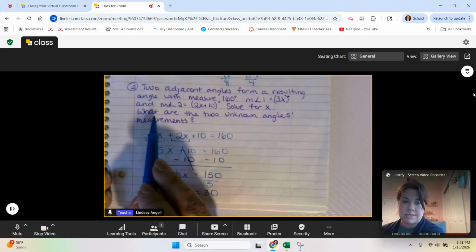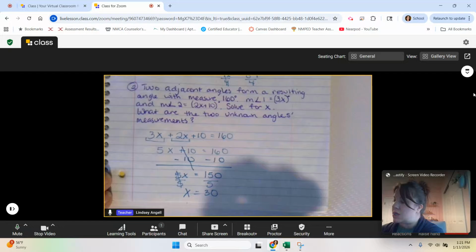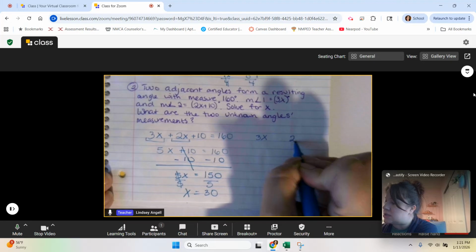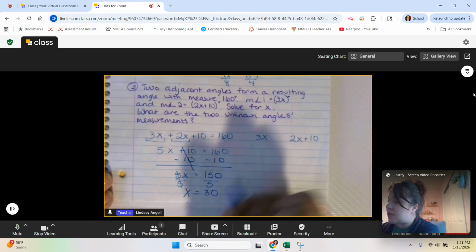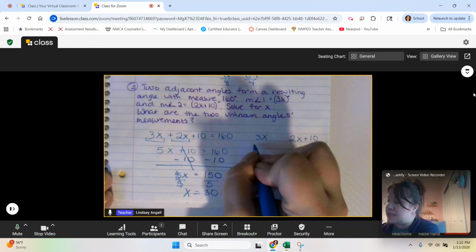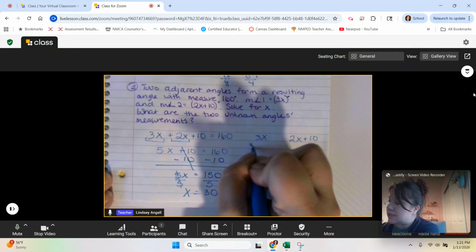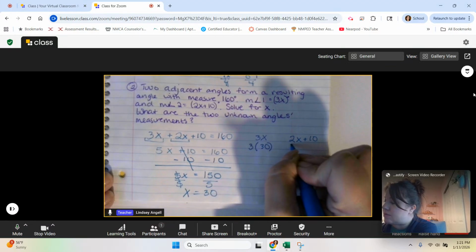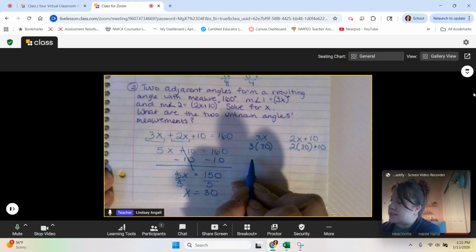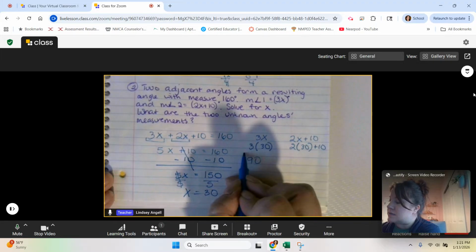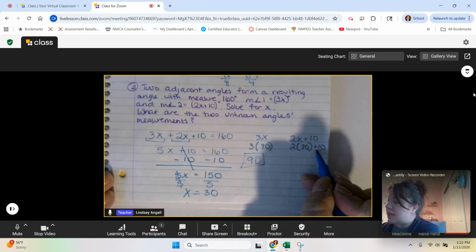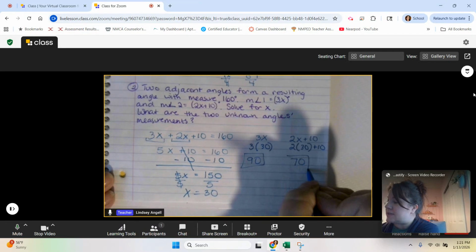The final question said, what are the two unknown angle measures? So that means we have to take 3x and 2x plus 10 and plug this value of 30 back into those to get the degrees. So in this case, we'd have 3 times 30. Over here, we have 2 times 30 plus 10. Well, 3 times 30 is 90, so there's one of them. And then 2 times 30 is 60, plus 10 is 70.